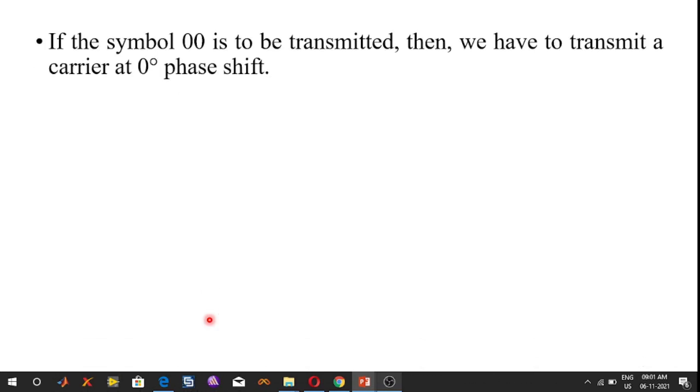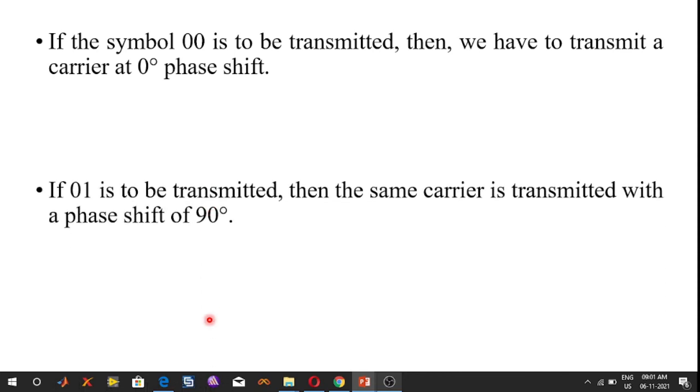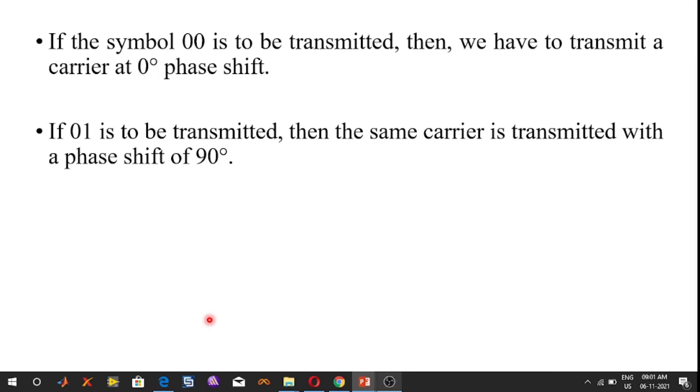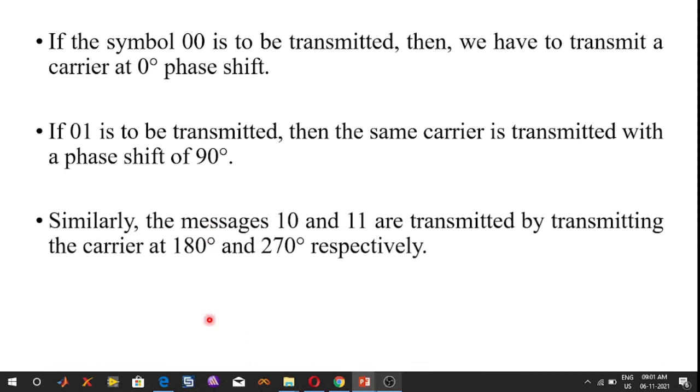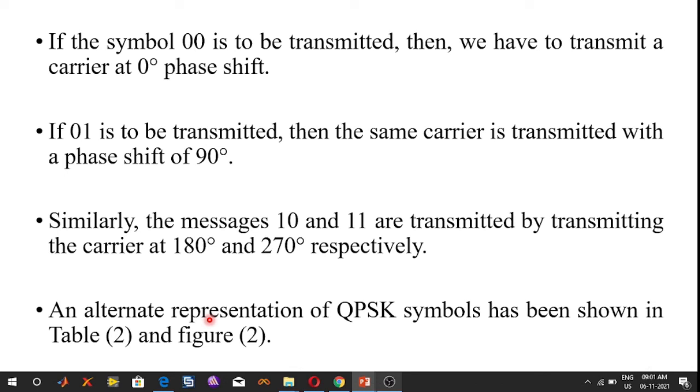If symbol 00 is to be transmitted, then we have to transmit a carrier at 0 degree phase shift, and if symbol 01 is to be transmitted, then the same carrier is transmitted with a phase shift of 90 degrees, and similarly if the symbols 10 and 11 are to be transmitted, then the same carrier is transmitted with a phase shift of 180 degrees and 270 degrees respectively. And that is one representation of quadrature phase shift keying.